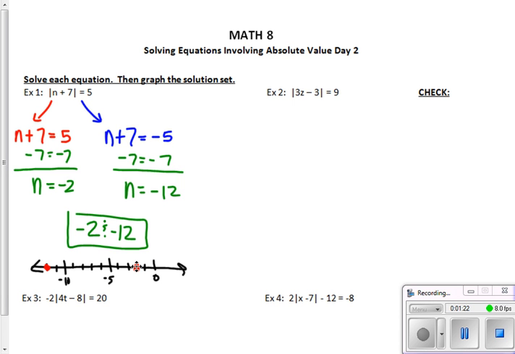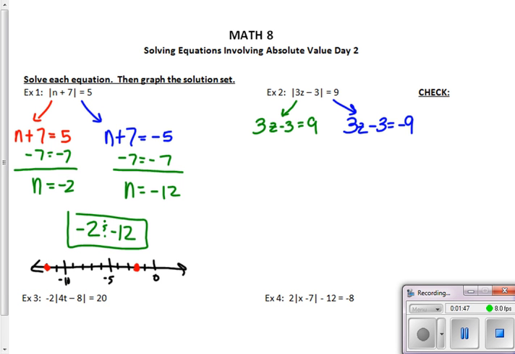Example 2, a little bit different here. We have actually a couple of two-step process. Still need to break it down into two equations or two cases here. So positive, negative here. Get rid of the absolute value. So we have 3z minus 3 equals 9. Now we need the negative piece. That being 3z minus 3 equals negative 9.